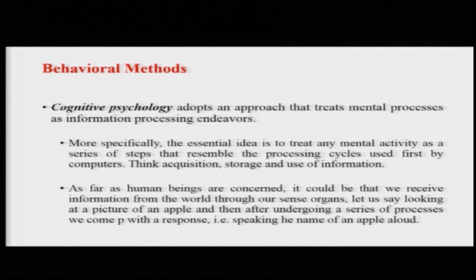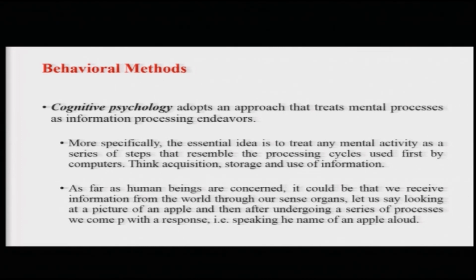But predominantly, let us now talk about the specific methods that cognitive neuroscience is basically banking upon. Cognitive neuroscience is heavily banking upon the methods which it derives from cognitive psychology, and we will first talk about the behavioral methods. Cognitive psychology, classical or early cognitive psychology, predominantly looks at mental processes mainly as an information processing endeavor.